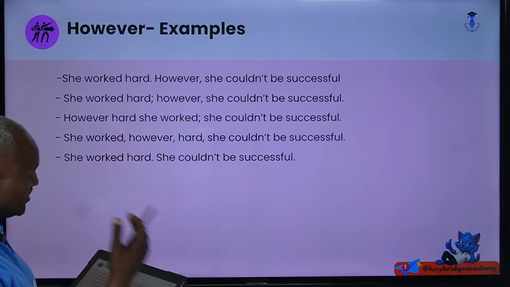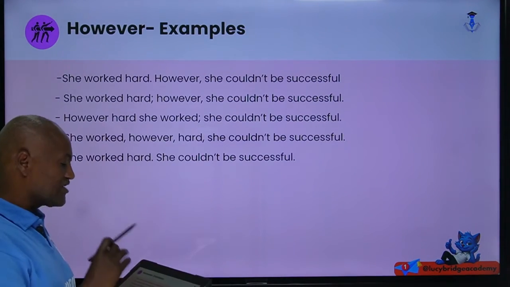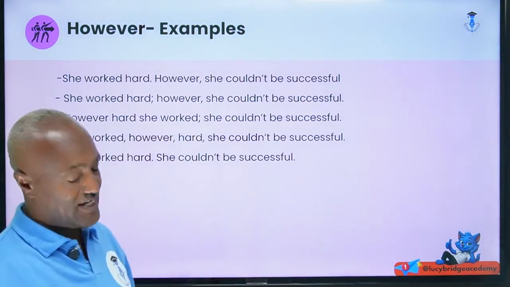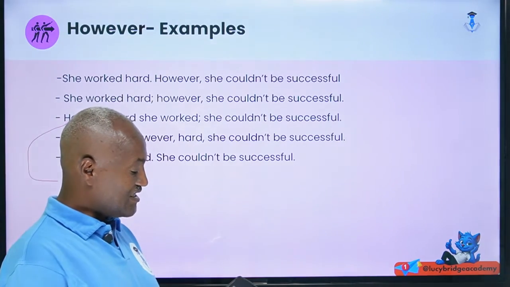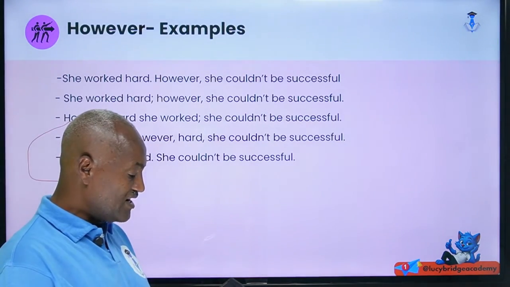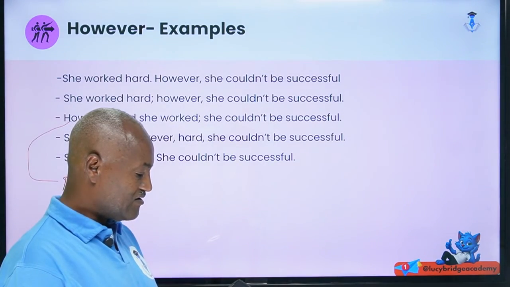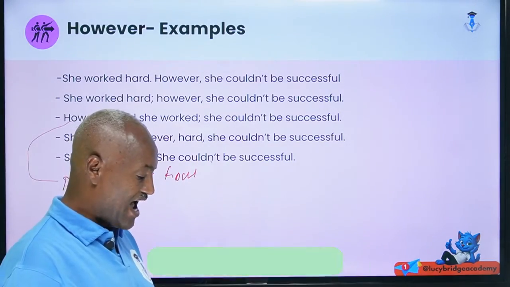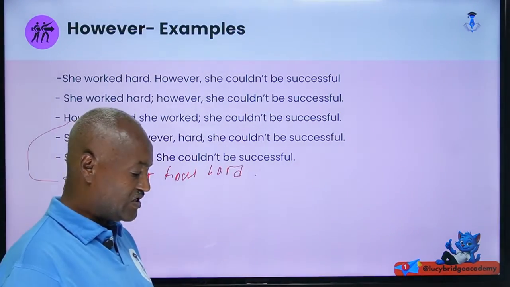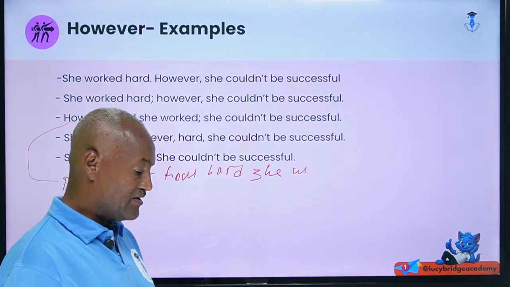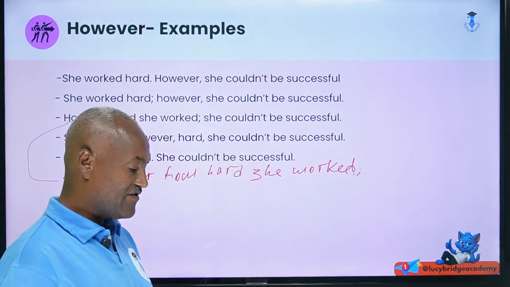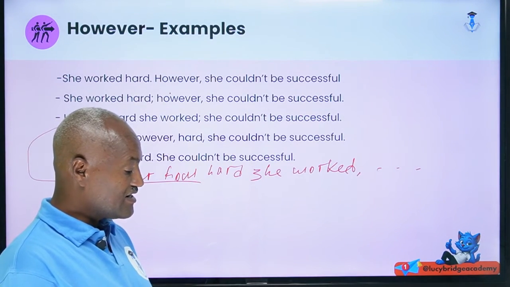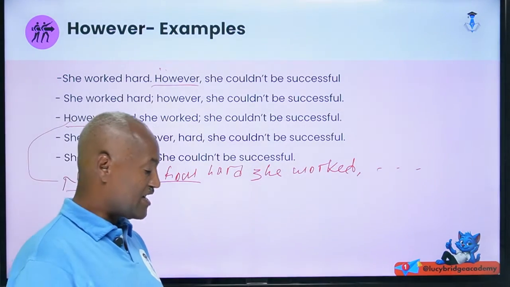The usage of however, I gave you clearly in the note, so you have to remember it. On the third one, however, only no matter how can replace that one. You have to know this is their function. No matter how hard she worked, she couldn't be successful. No matter how only replaces here, but here nevertheless, nonetheless can replace that one.